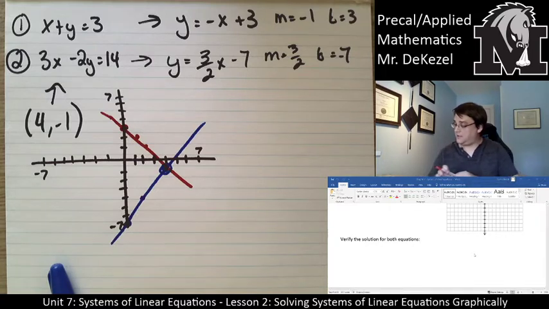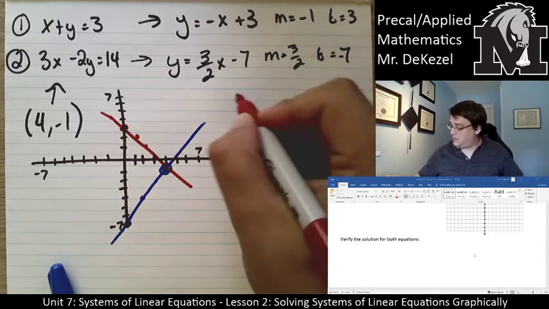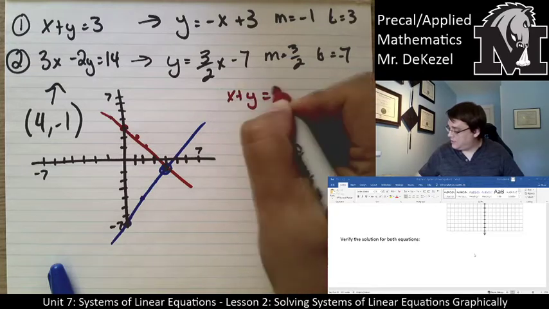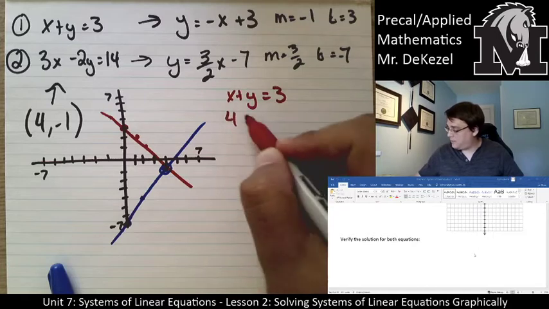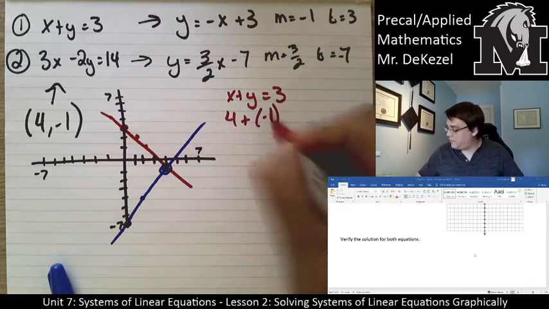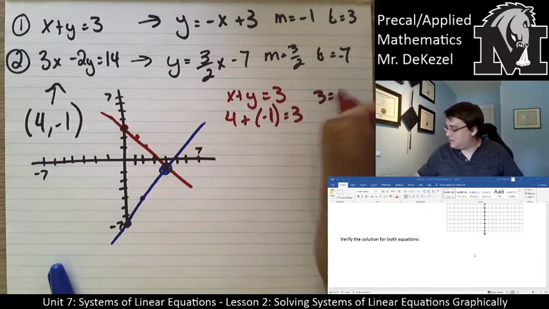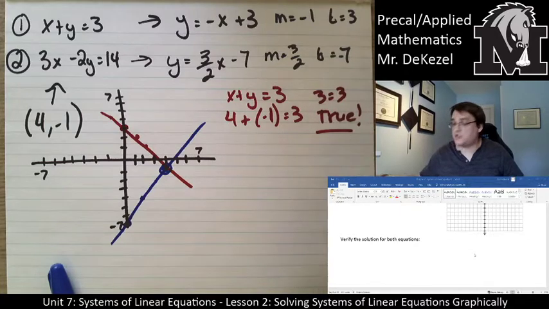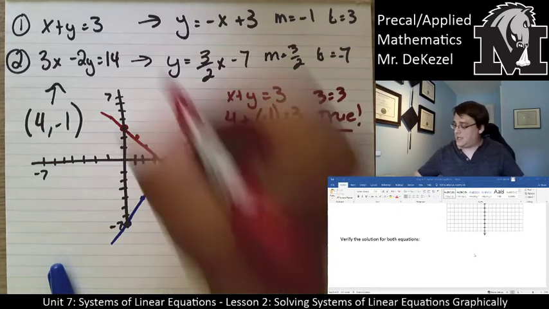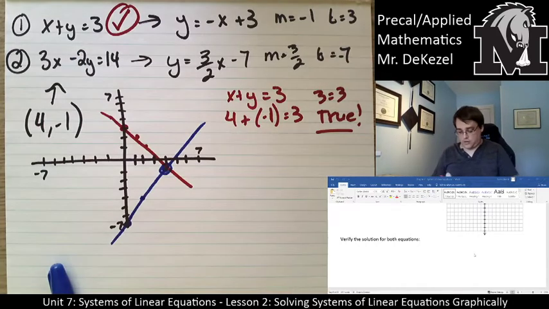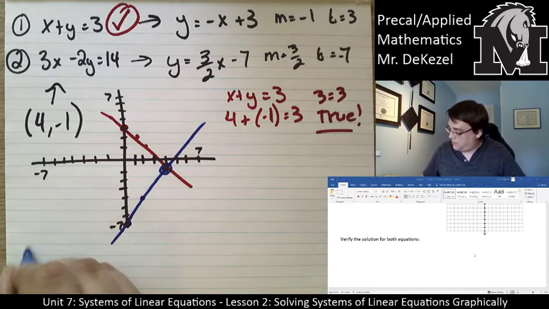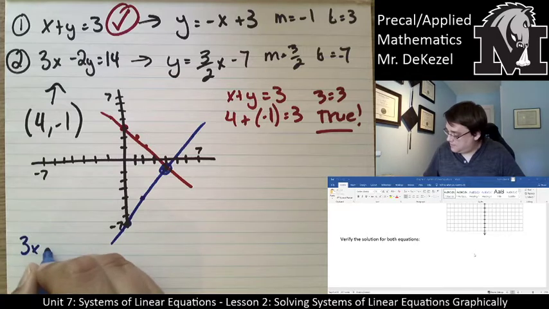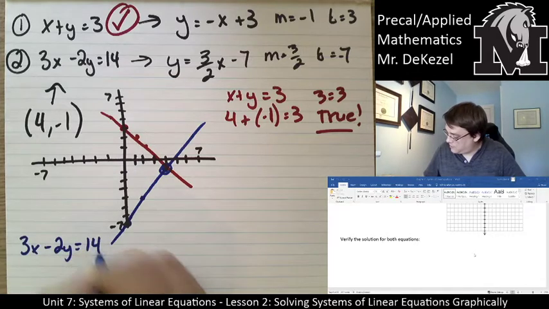Let's do this one first. x plus y is equal to 3. x is 4 plus y is negative 1. That is 3 is equal to 3. So this is true. Okay. So that means that this equation works so far. Let's do the other one. We have 3x minus 2y equals 14.